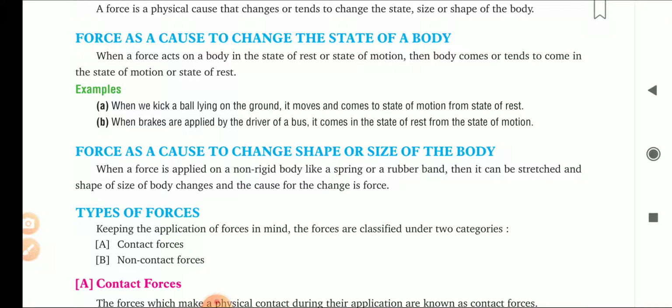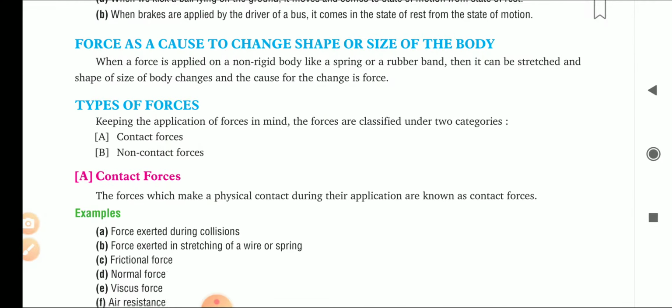Non-rigid body means like a rubber ball. If you are squeezing a rubber ball, and you release the applied force, then due to its restoring tendency, due to its restoring force, it will try to come to its original size. It will again become a ball, as you have seen previously. So when a force is applied on a non-rigid body, like a rubber ball, like a spring or a rubber band, it can be stretched and the shape or size of the body changed, and the cause for the change is force.